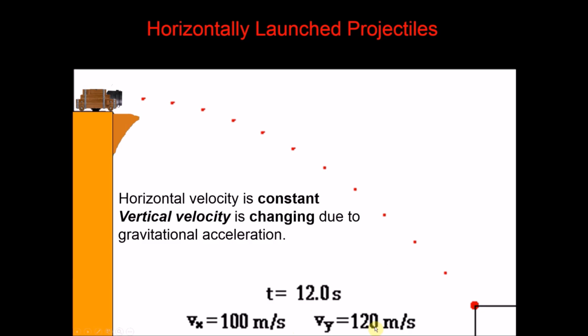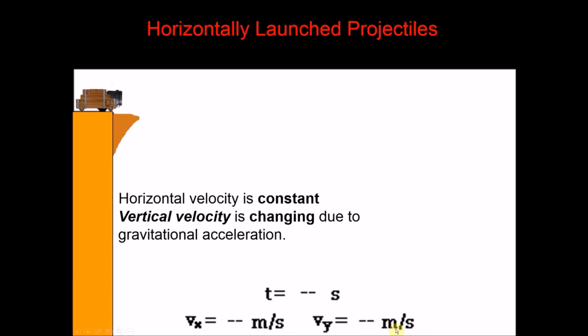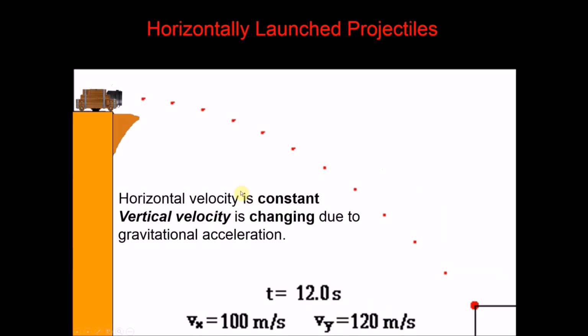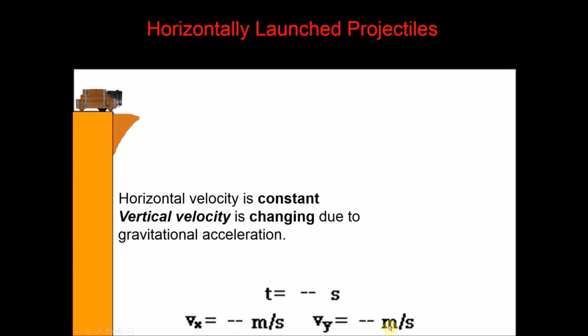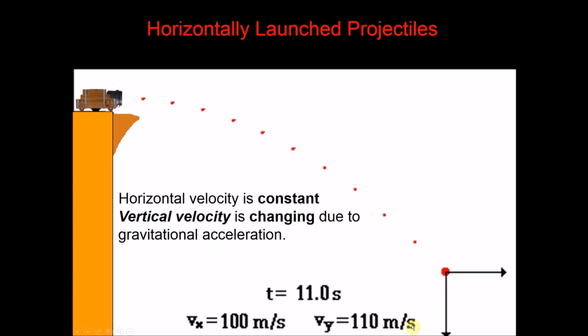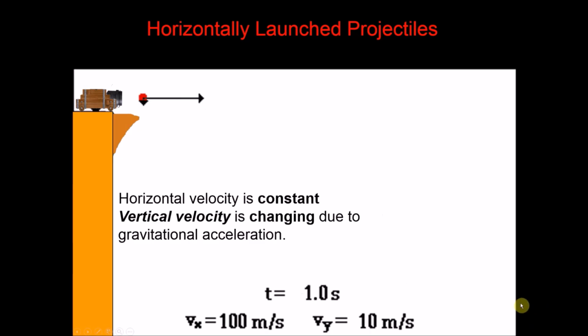In the y direction, it's gaining 9.8 meters per second, which is about 10 meters per second-ish. So for every second of travel, it's traveling in the y direction another 10 meters per second faster. And that will give you this parabolic trajectory.